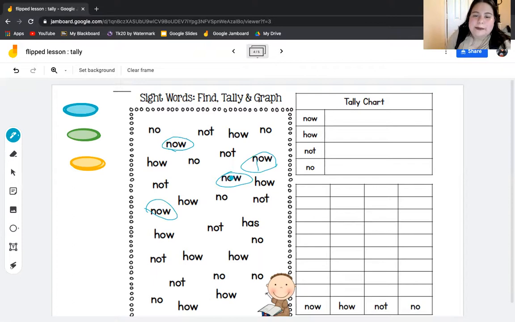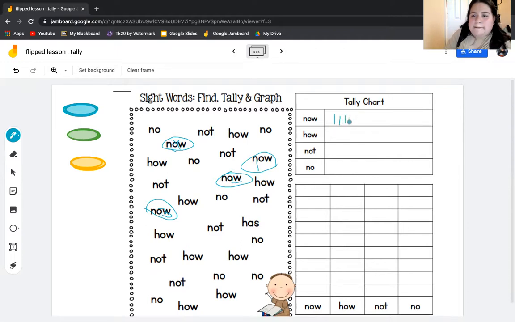1, 2, 3, 4. So how many tallies do we put on the word now? We put 4.